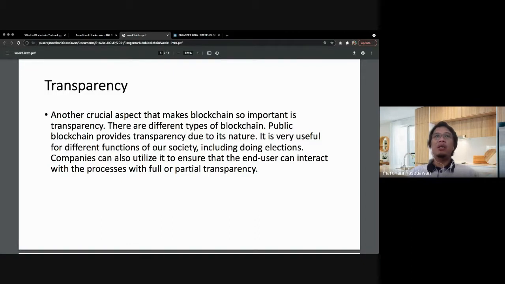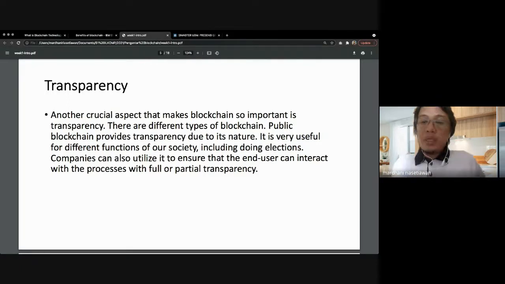Actually, I will introduce that blockchain has many different types. Like cloud, where we have a public cloud and a private cloud, in blockchain we also have private blockchains, public blockchains, and so on. For example, in a public blockchain, there is perfect transparency by its nature. A company can also ensure that end users can interact with the process with full or partial transparency. So it means we have the opportunity to set and manage the level of transparency on the blockchain.